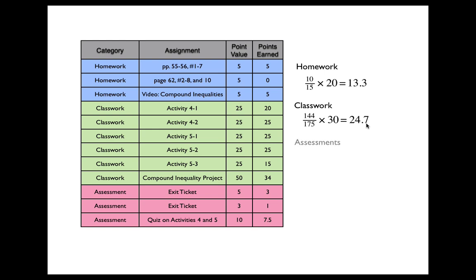And then finally, our assessments. The student earned 11.5 out of a possible 18 points. And because assessments are worth 50%, we're going to multiply that by 50, and that gives us a total of 31.9 points. Now, if we add all of our total final grade points together, we get a 69.9, which is approximately a 70%. School Max would actually round this up to a 70%. So the student would earn a C.